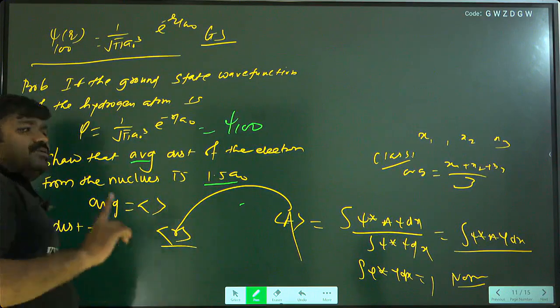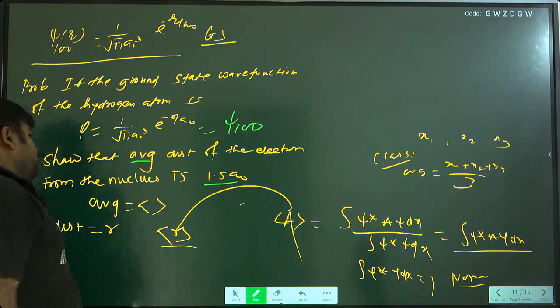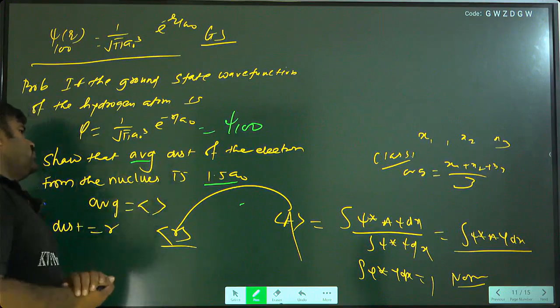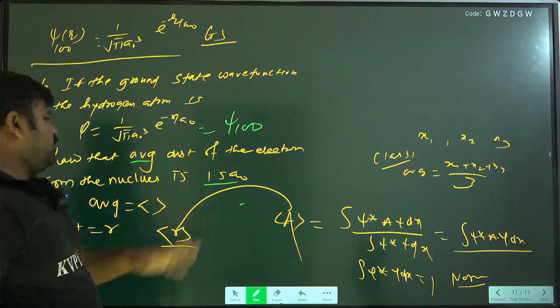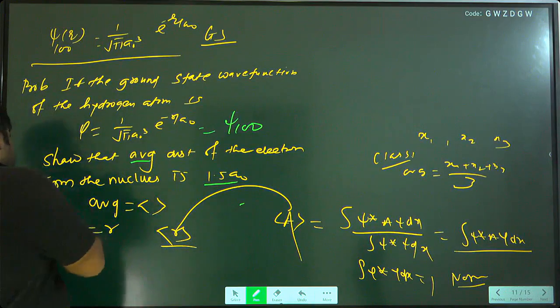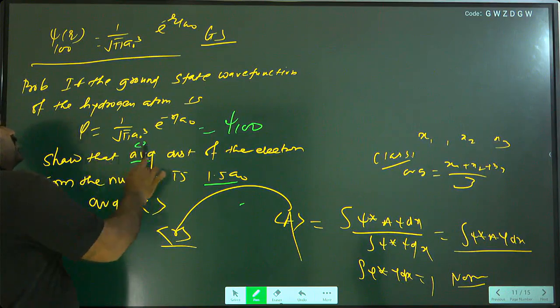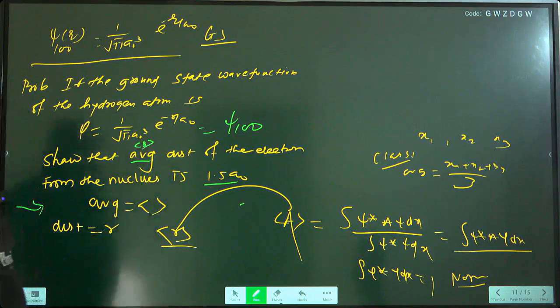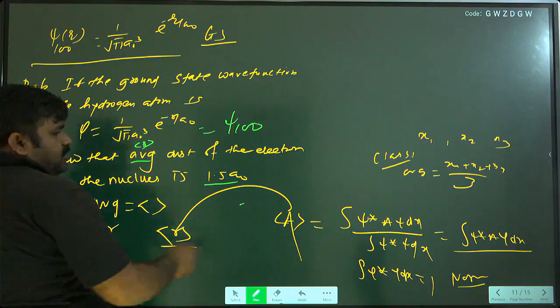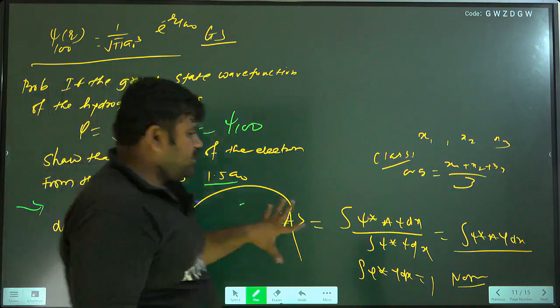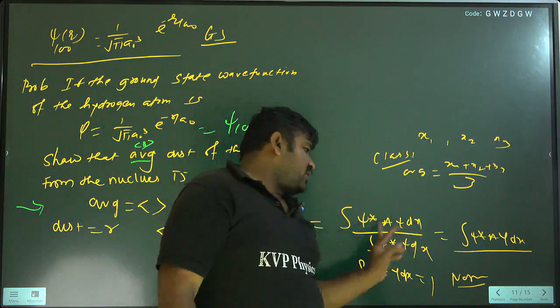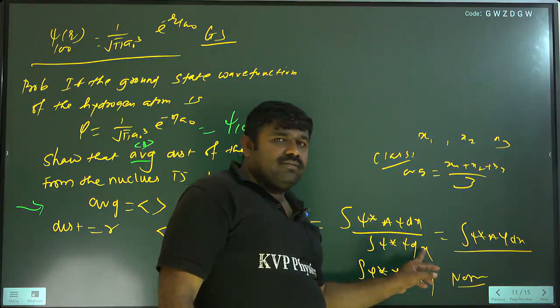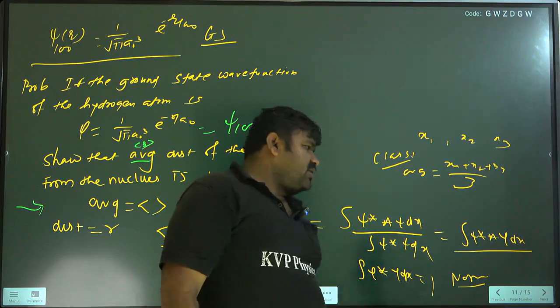Because in this system n equal to 0 is not allowed. Always memorize this. So show that the ground state average distance of the electron from the nucleus is, average means expectation. Any expectation formula is equal to integration psi star A psi dx upon integration psi star psi dx. Understood? Psi star x psi dx.